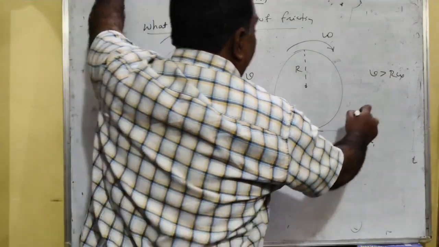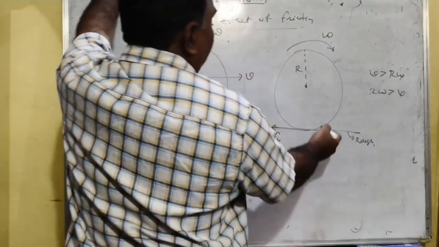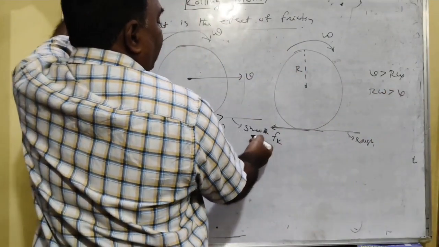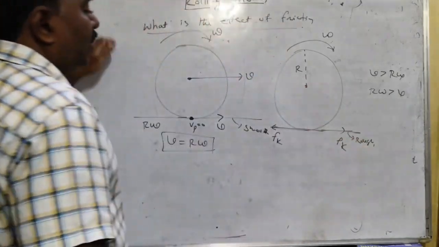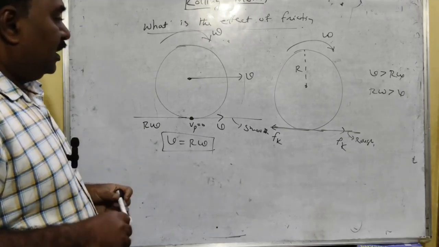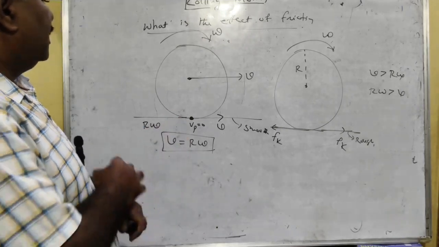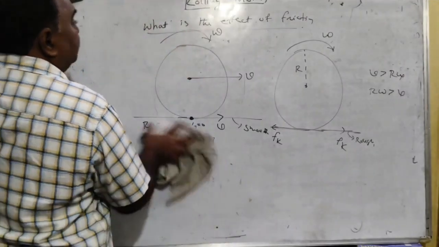When it slips, kinetic friction acts. So, if r omega is greater than v, what happens? The body slips backward, and friction acts forward. So this is the scenario regarding the friction acting in case of a rough surface and its directions according to the velocity changes.